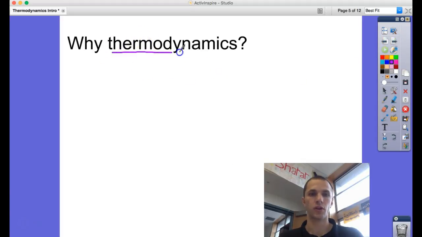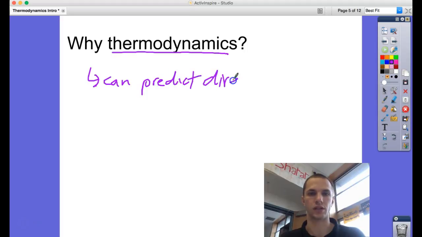So this unit on thermodynamics, why is this important? Because what it allows us to do, okay, it allows us to predict, okay, we can predict the direction a reaction will go.